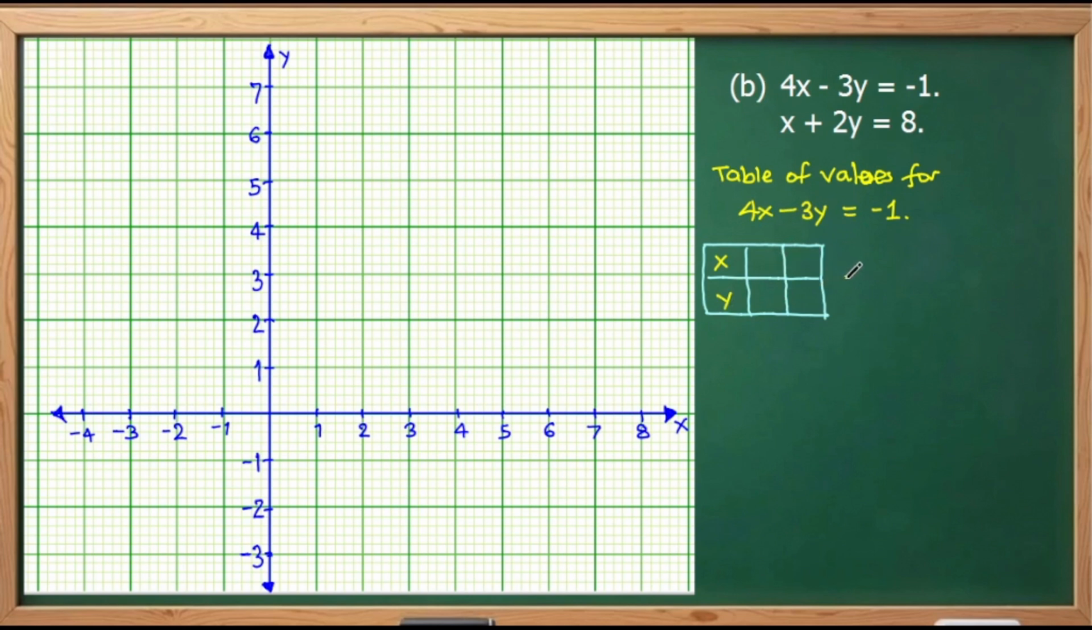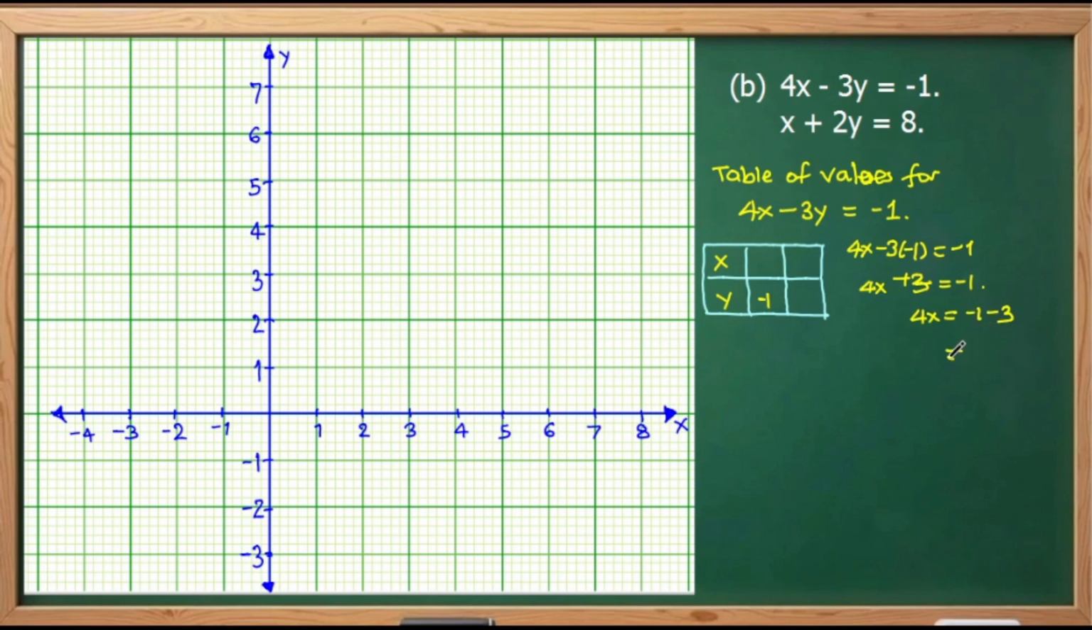So in the first place, we can let any number that can be easily simplified to a whole number, and I think I can see negative 1 for y, assuming our y is negative 1. Then in this equation we can say 4x minus 3 times negative 1 equals negative 1. This goes to positive 3 and then equals negative 1. When you calculate the terms, you have 4x equals negative 1 minus 3.